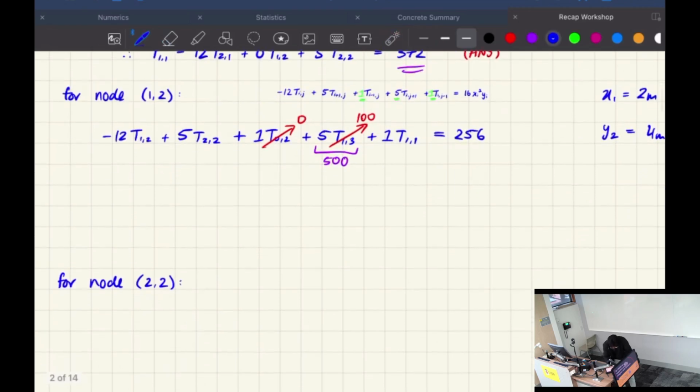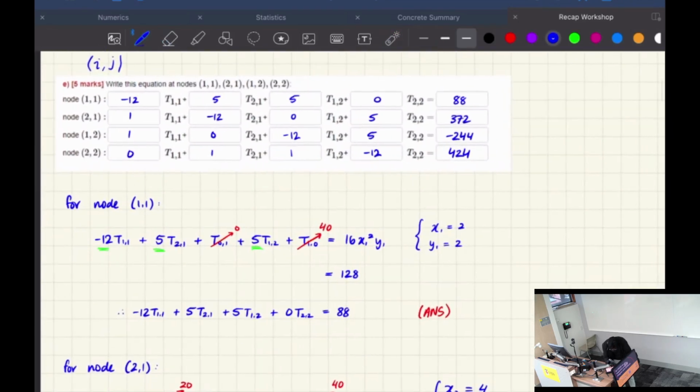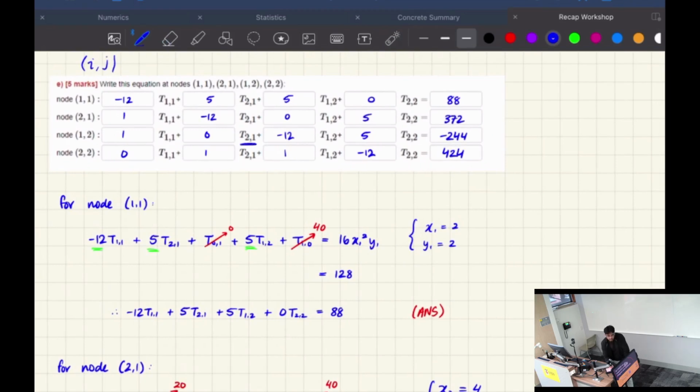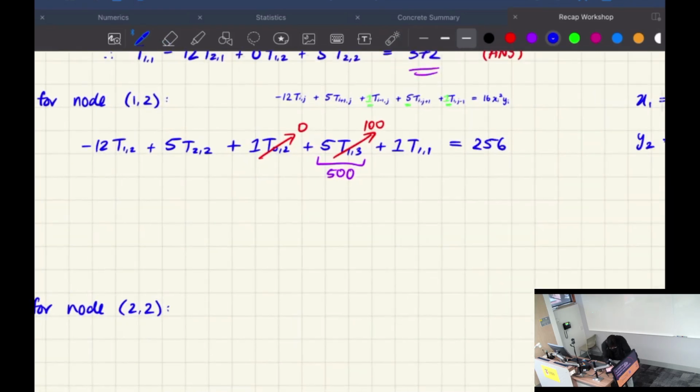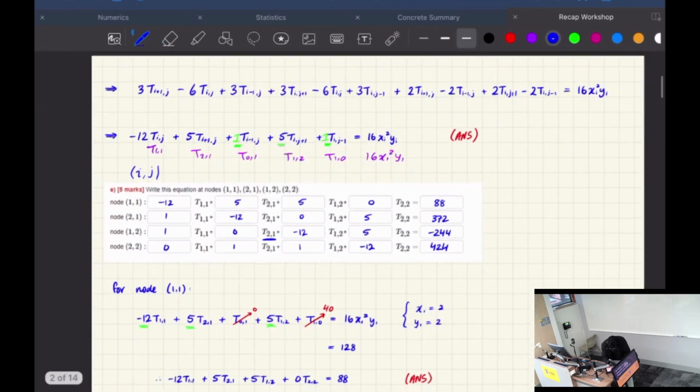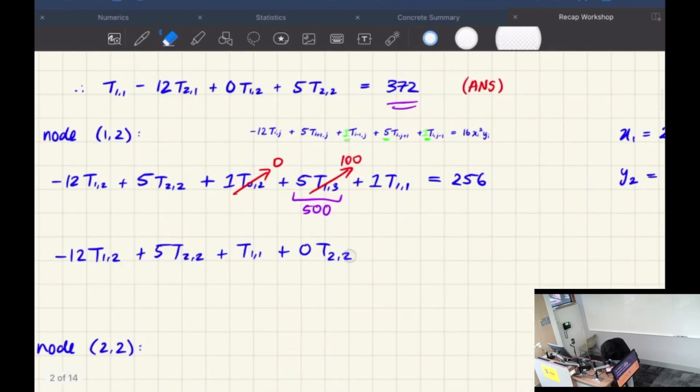So writing a final equation. We also want to find what T(2,1) is. We don't know what that is. So we get minus 12 T(1,2) plus 5 T(2,2) plus T of (1,1) equal to 256 minus 500. And then actually now I also want to add a 0 of T(2,1), which is equal to negative 244.